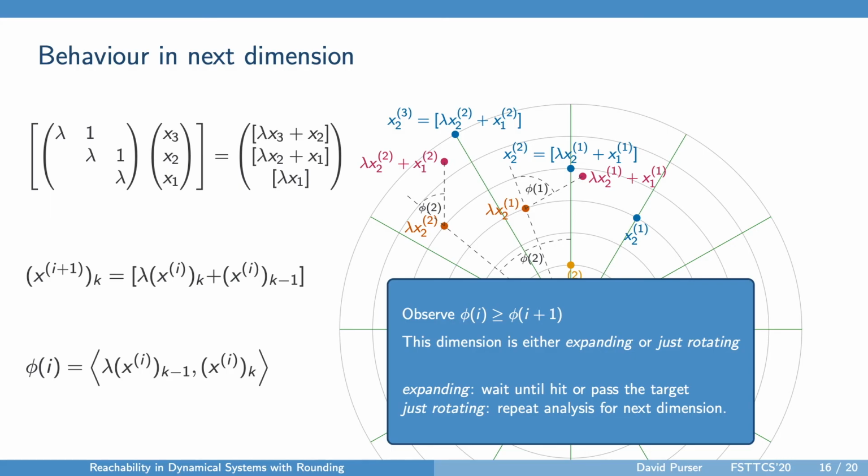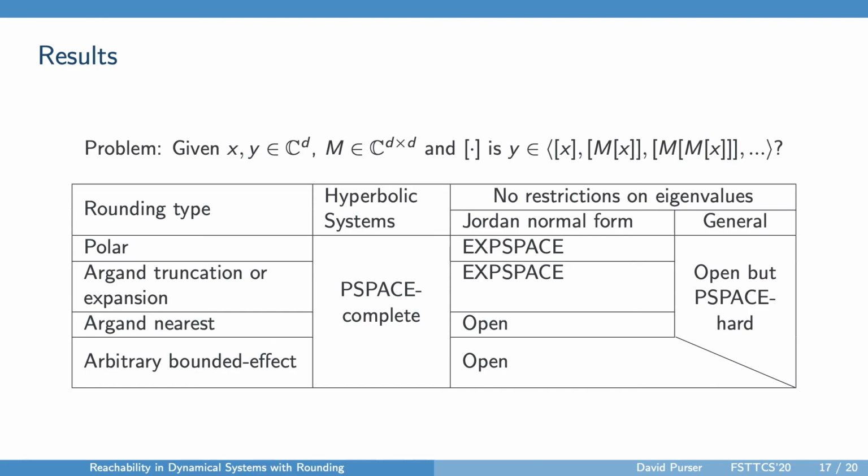If this dimension is expanding, we can simply wait until this dimension hits the target, or goes past the target, in which case we'll know we'll never return again. However, if this dimension is just rotating, we can treat this dimension like the dimension below, and we can move on to the next dimension. And this shows decidability for the polar rounding case. Similarly, one can show decidability for Argand rounding when the rounding corresponds to either taking the floor function or the ceiling function. But the problem remains open for nearest rounding, even in Jordan normal form.